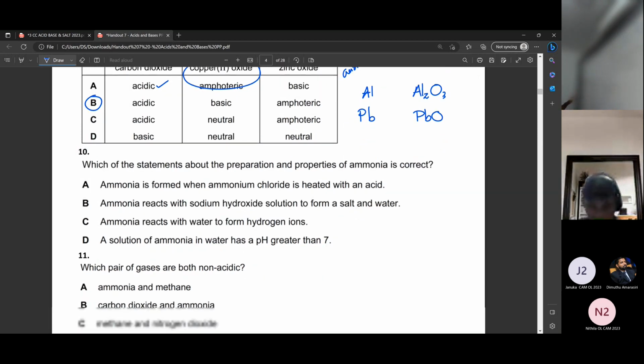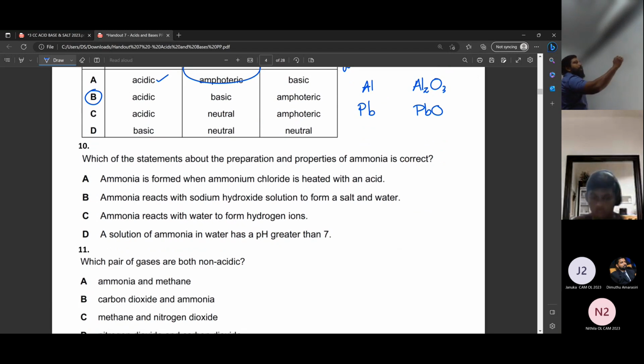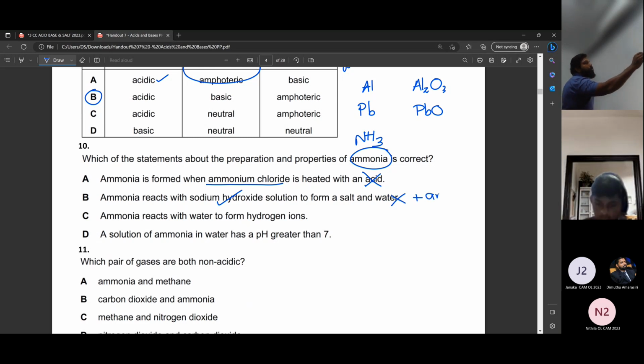Which of the statements about the preparation and the properties of ammonia is correct? Ammonia, NH3, is a weak base. Ammonia is formed from ammonium chloride, an ammonium salt, not bad. But reacting with acid is wrong. To release ammonia gas, react it with a base. The rule: ammonium salt with base will give you ammonia. Ammonia reacts with sodium hydroxide to form salt and water. But it's wrong because it doesn't mention the production of what gas? Ammonia gas.